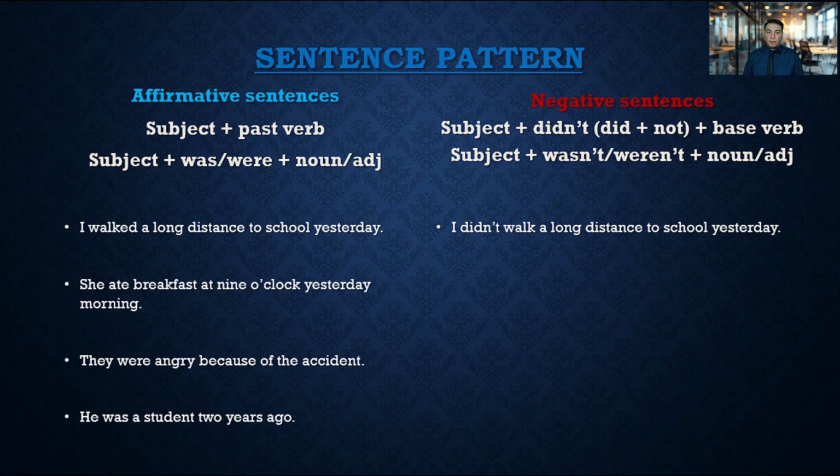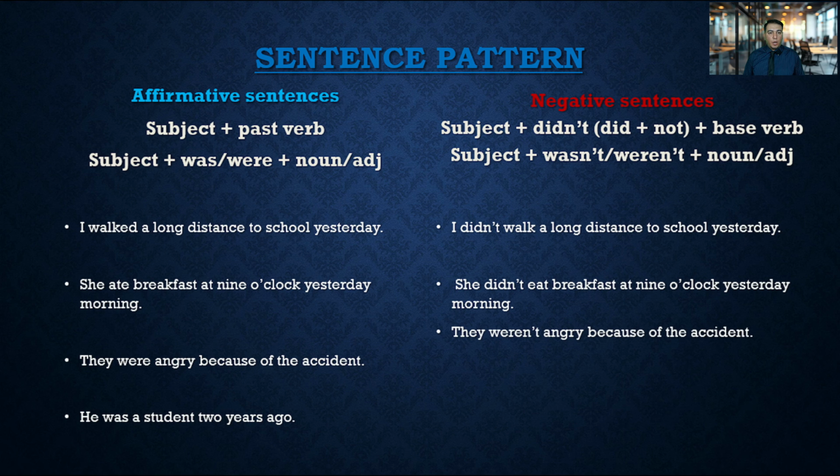Okay, the negative form is, she didn't eat breakfast at 9 o'clock yesterday morning. And the next one, they weren't angry because of the accident. Now you've got 10 seconds to make a negative sentence out of the last example.